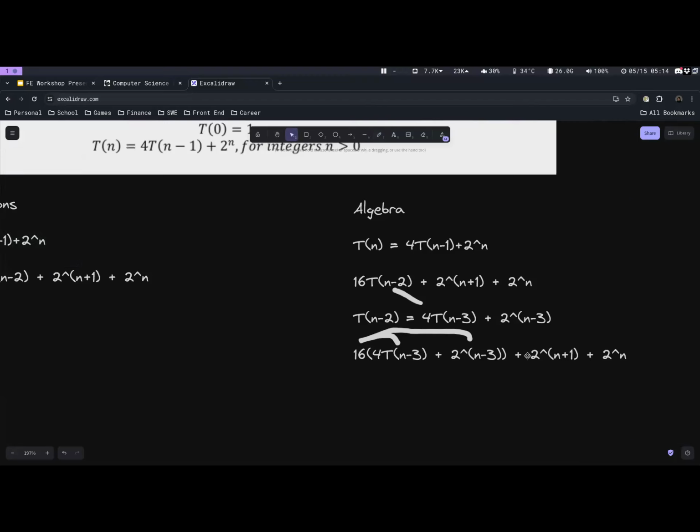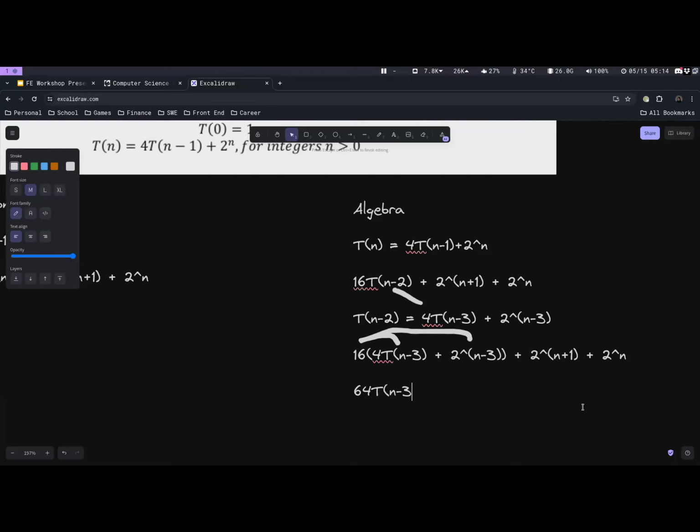But we have that, okay? So let's go ahead and do that. 16 times 4 is 64. So we have 64t n minus 3 plus, and again, what could we represent 16 as to make this better? 2 to the 4. Exactly. 16 is 2 to the 4. So we're going to have 2 to the 4 times 2 to the n minus 3, which is n minus 3 plus 4, which is just n plus 1.